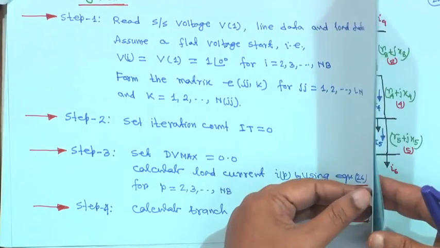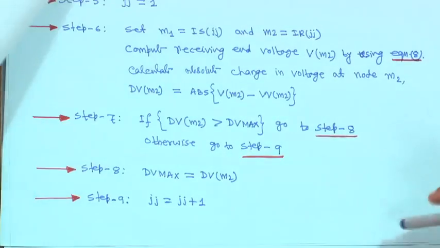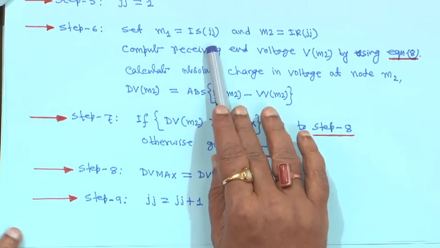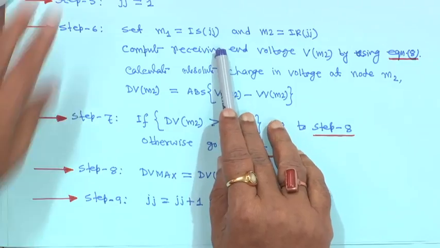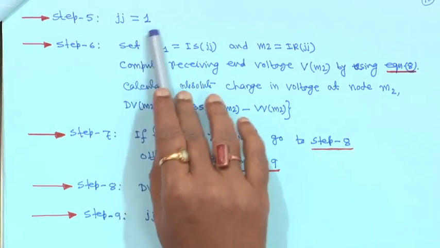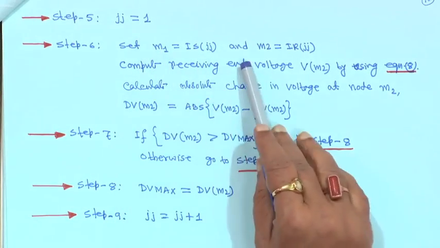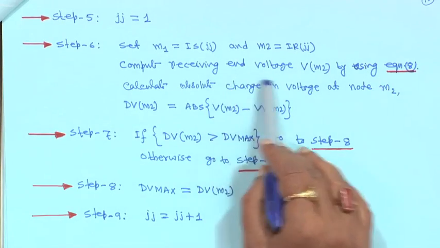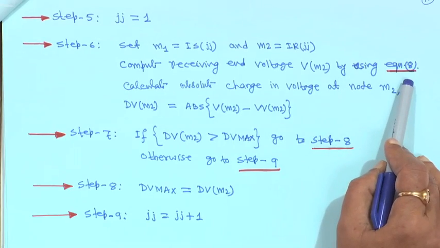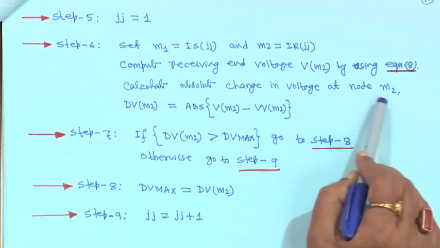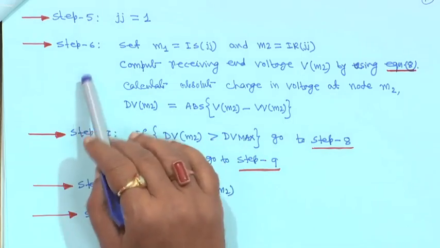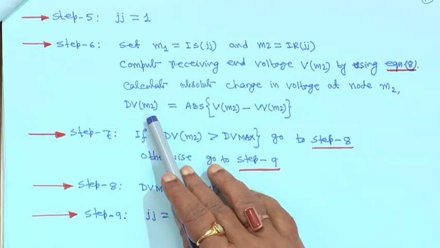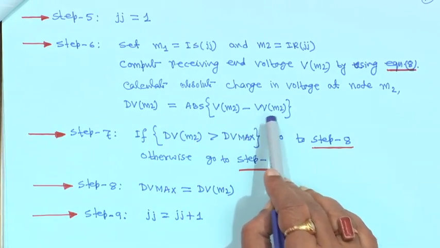So, once branch current is done, then I have shown you how to calculate voltage magnitude. I have told you that only one for loop is required. So, set M1 is equal to ISjj, put jj is equal to 1, right, and M2 is equal to IRjj, and compute receiving end voltage Vm2 by using equation 8, this is given. Calculate the absolute change in voltage at node M2, the receiving end voltage. So, dV M2 is the absolute of Vm2 minus VBm2, right.